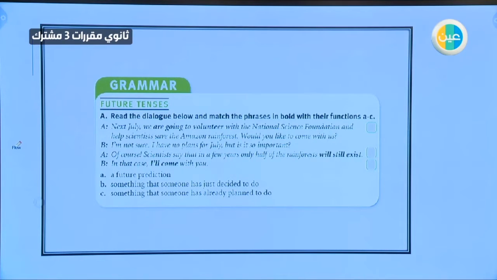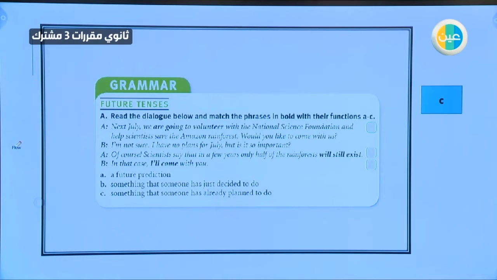Today we study future tenses. Let's read the dialogue below first. Match the phrases in bold with their functions from A to C. A. Next July we are going to volunteer with the National Science Foundation and help scientists save the Amazon rainforest. Would you like to come with us? So, what do you think? Future prediction? Something that someone has just decided to do, or something that someone has already planned to do? It is C. Okay, C, something that someone has already planned to do.